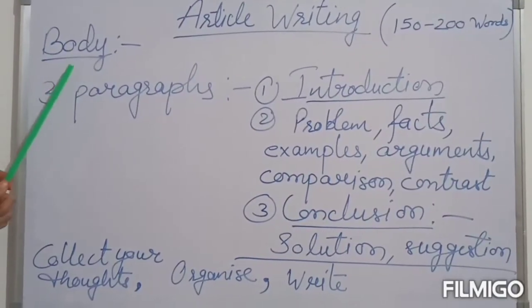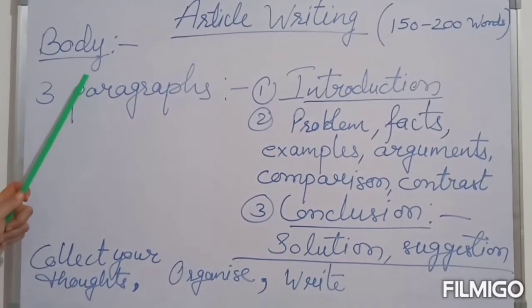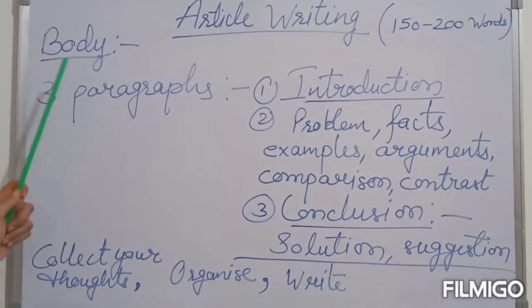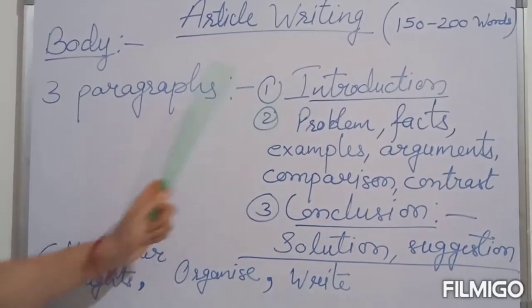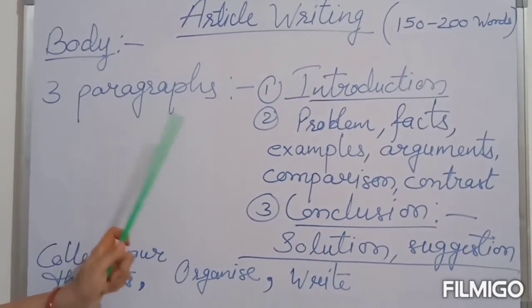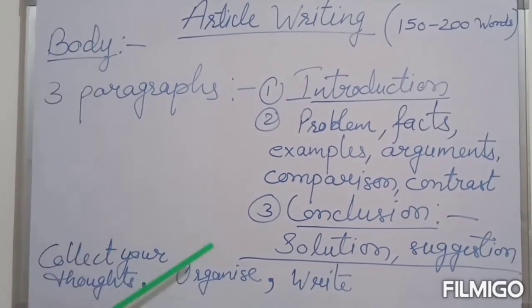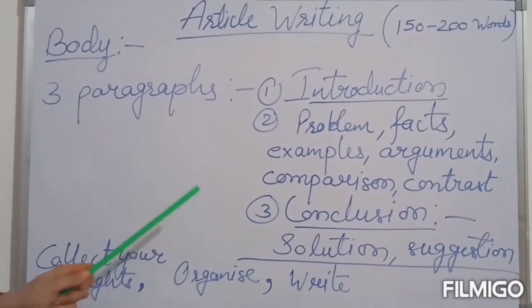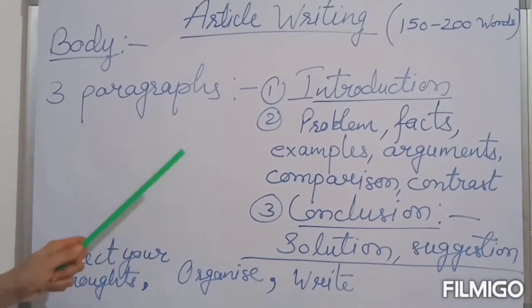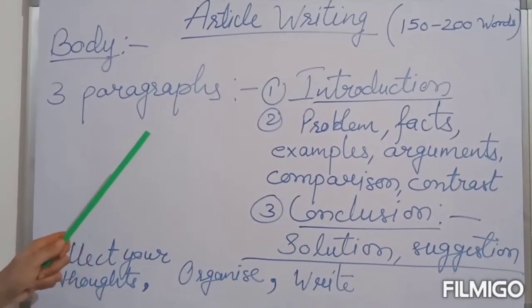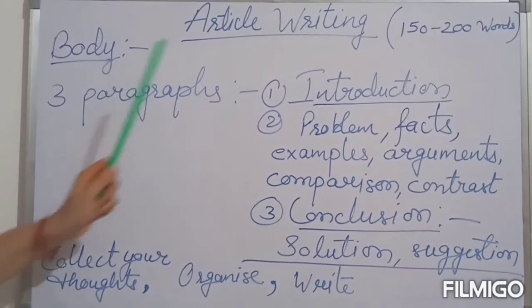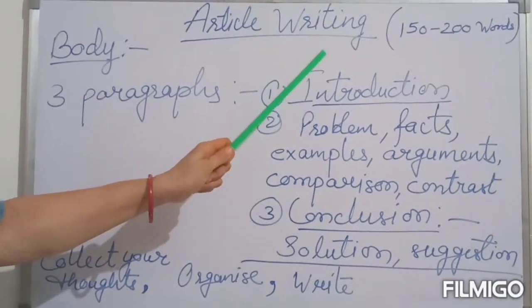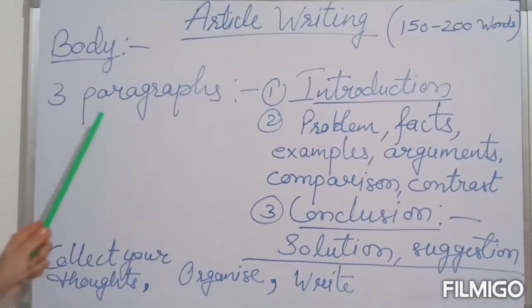Now let's see how to write the body part. The body part of the content comprises paragraphs. It's better to write in paragraphs. It's not that you should write the whole content in 1 or 2 paragraphs. It won't look attractive. So you have to collect your ideas and divide them into 3 or 4 paragraphs. For example, we'll take a 150 to 200 words article in 3 paragraphs.